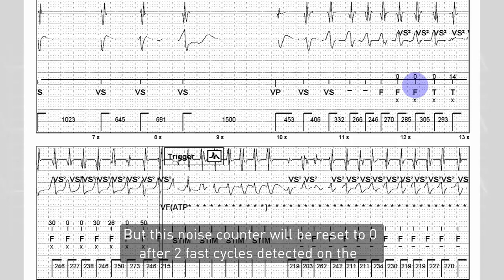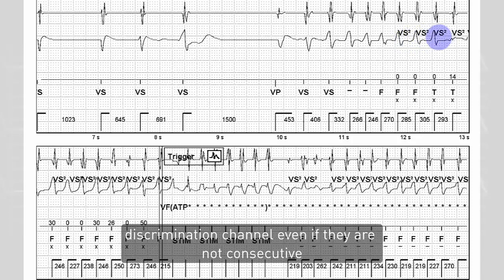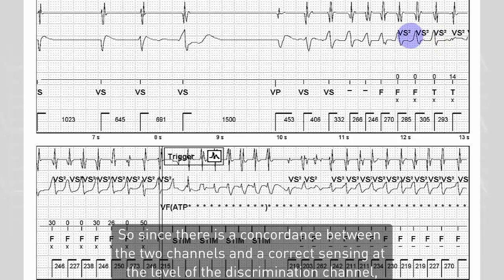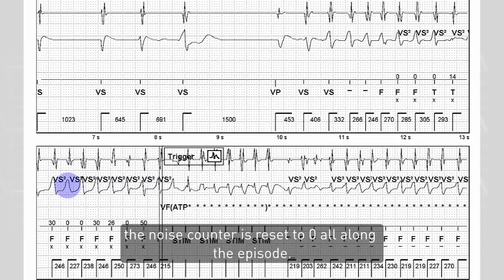But this noise counter will be reset to 0 after 2 fast cycles detected on the discrimination channel, even if they are not consecutive. So, since there is a concordance between the two channels and a correct sensing at the level of the discrimination channel, the noise counter is reset to 0 all along the episode.